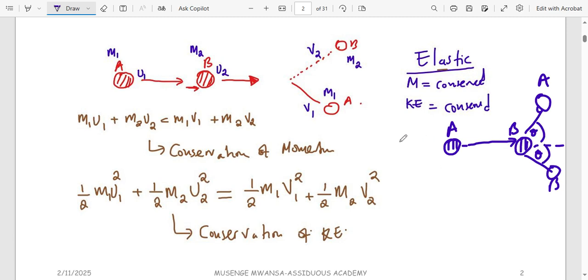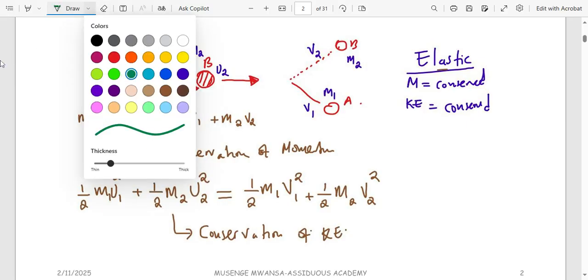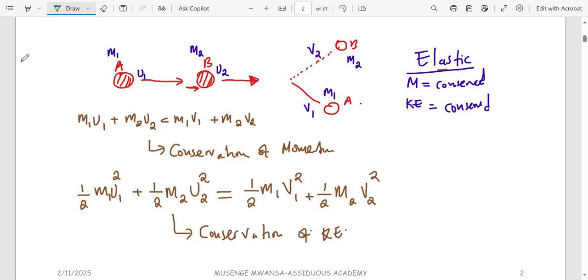So in elastic collision, what you need to know is that momentum is conserved and kinetic energy is conserved. When you have an object that hits another object, and we say that the collision is elastic, it means that the momentum you have at the beginning should be equal to the momentum you have at the end. At the same time, the kinetic energy of the first ball plus the kinetic energy of the second ball should give you the final kinetic energy.